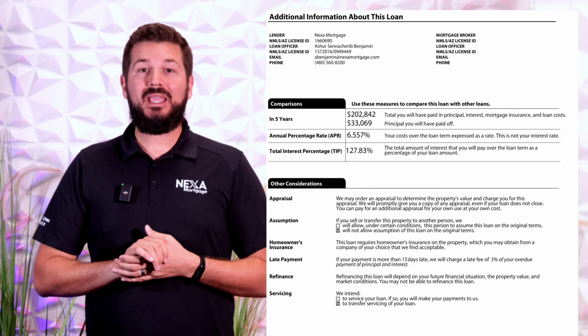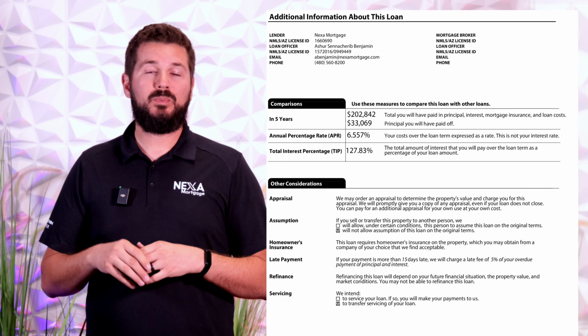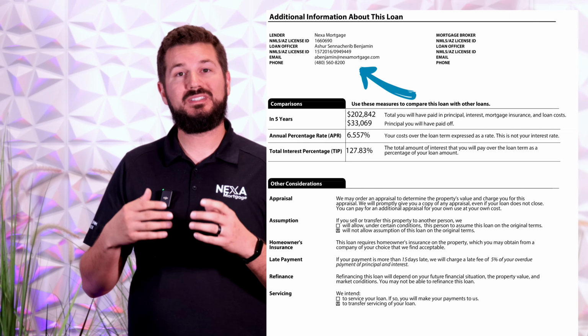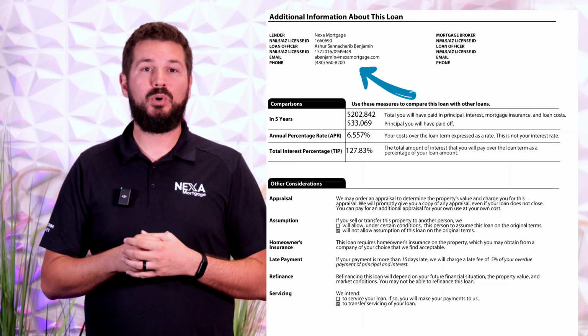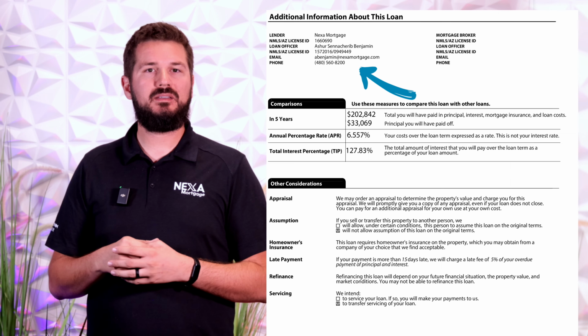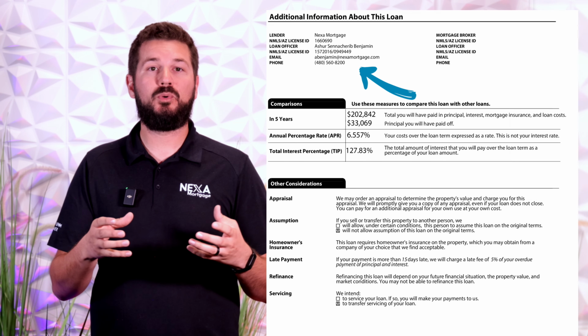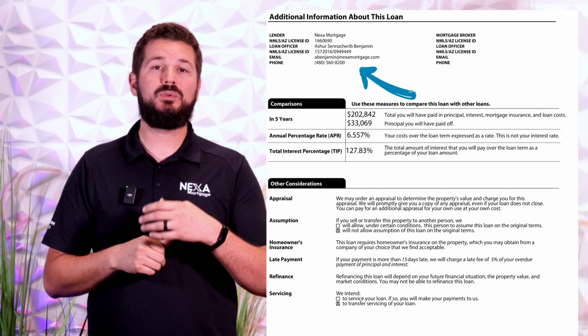And now finally, page 3 rounds out the loan estimate with some additional important information. You'll have some contact information, which is details about your lender, your loan officer, and possibly a mortgage broker if one is involved in your transaction. This is handy to keep saved inside of an important folder for your loan process on your computer.